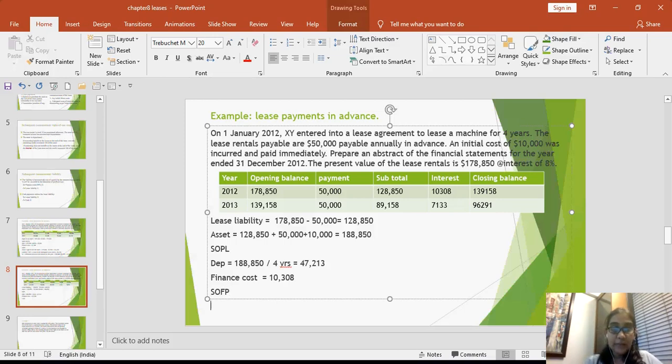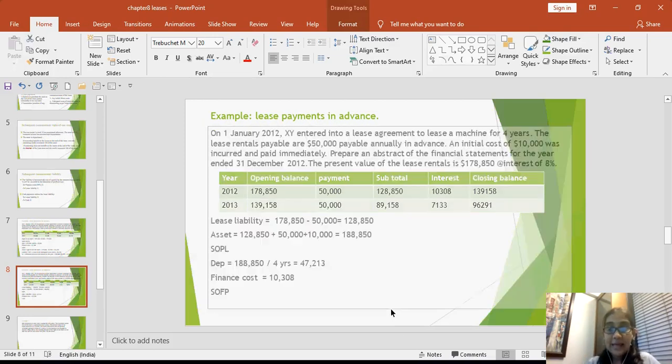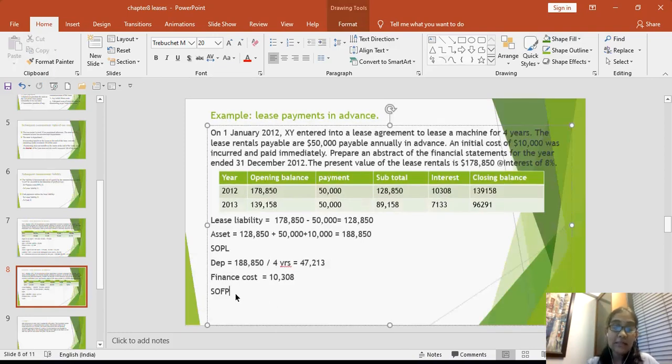For SOFP, you will recognize an asset at cost less accumulated depreciation. So the asset would be recognized as your initial cost was 1,88,850 minus depreciation 47,203. So you will get a carrying amount of 1,41,637. Right? This would be the asset.